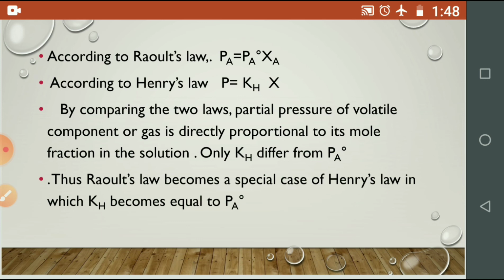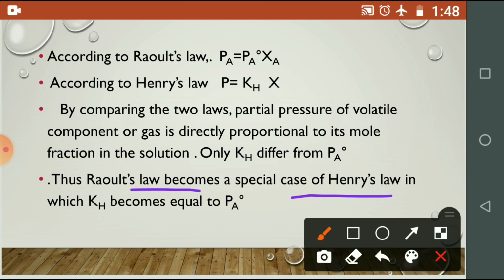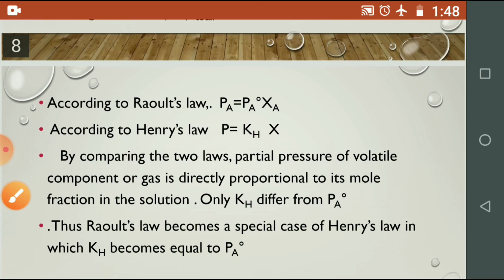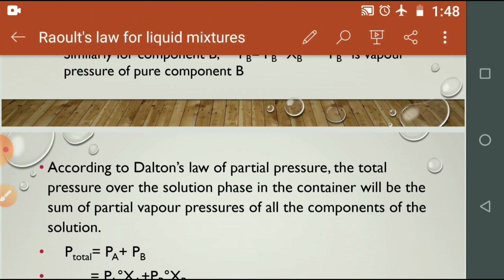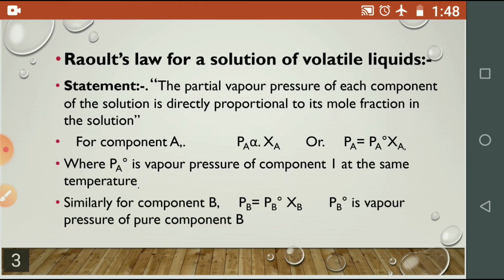Thus we say that Raoult's law is a special case of Henry's law, in which Kh becomes equal to P naught A. Henry's law and Raoult's law are the same when Kh is equal to P naught A, so we say that Raoult's law is a special case of Henry's law. In this, they will ask you the statement of Raoult's law for volatile liquid. This they usually ask for 1 mark.